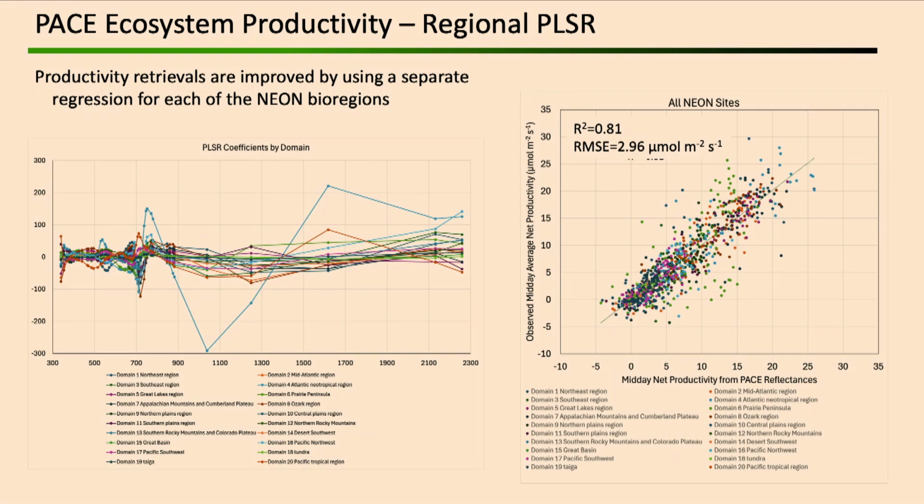But if you go down to bioregion, you can improve this even more, bringing it up, we're now explaining 80% of the variance, and we've got about half the root mean square error. But the other thing you see, if you look again at these coefficients in the plot on the left, that variability in the coefficients, we're really using information across the entire spectral range to do a good job of describing the GPP across all of these different ecosystems.